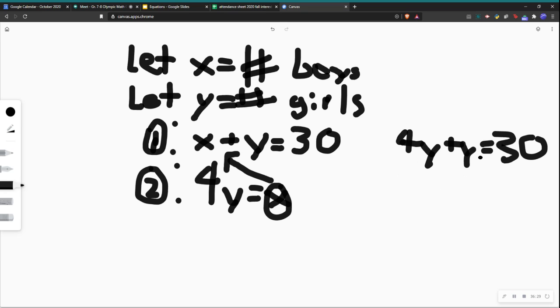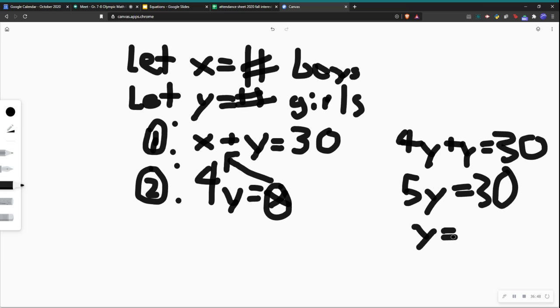So here we can add these two y terms. 4y plus y gives us 5y. Okay, 5y is equal to 30. To get y by itself, you can just divide by 5. So y is equal to 30 divided by 5, which gives you 6. So now the number of girls is 6.